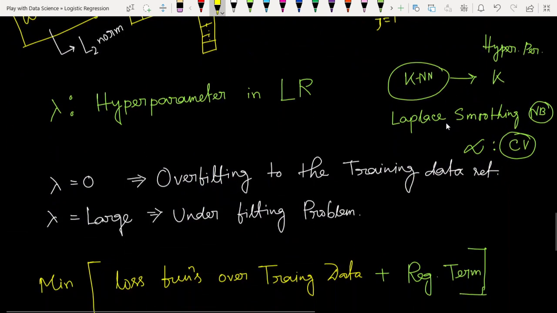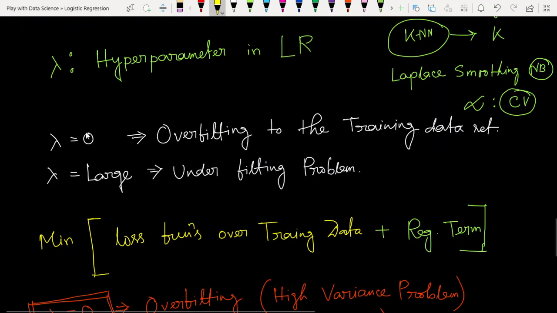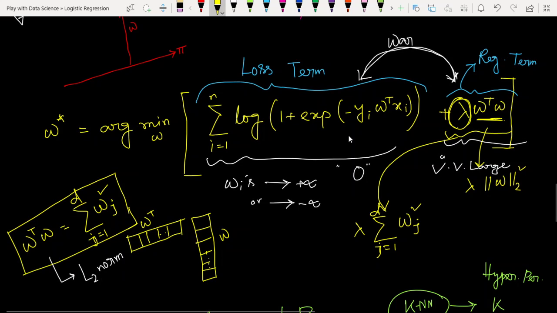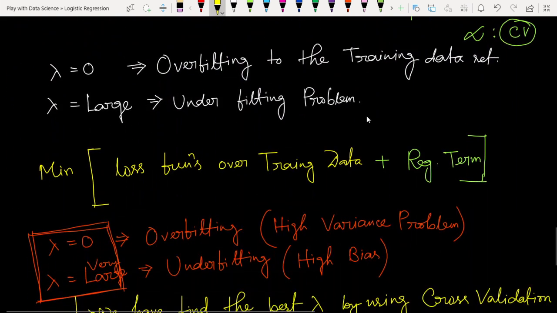So if we take our hyperparameter lambda as 0, then we have an overfitting problem, because we have not used any regularization term, and the model is already overfit. And if we take lambda very large, then it is an underfitting problem, because we have just avoided our loss term. Avoided loss terms means what? We don't care about our training data sets. If we don't care about our training data sets, then we face an underfitting problem.